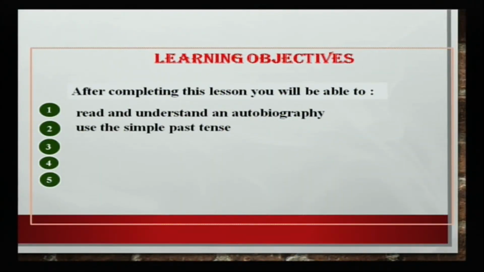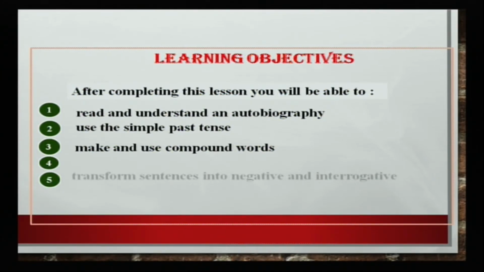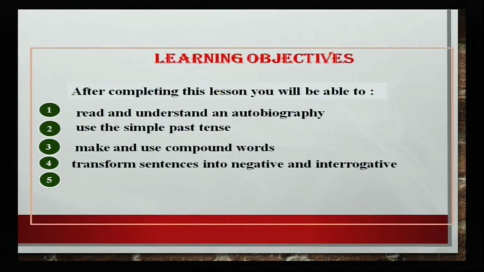So, students, after completing this lesson, you will be able to read and understand what an autobiography is. Also, you will be able to use the simple past tense. Then, you will be able to make and use compound words. Then you will learn how to transform sentences into negative and interrogative. And finally, you will improve your vocabulary. So, that is quite a lot to look forward to. But I am sure this is all going to be fun.